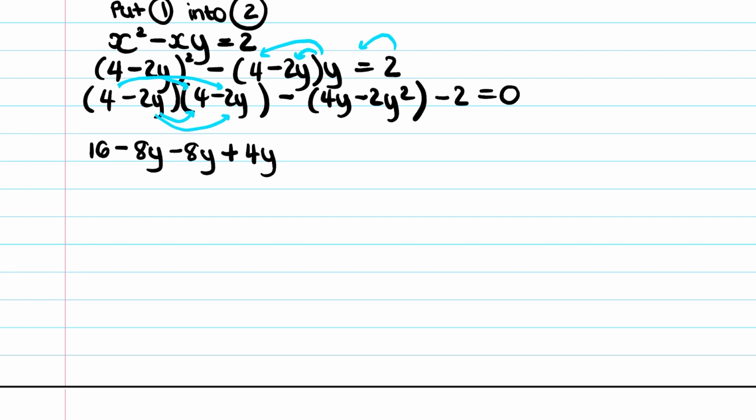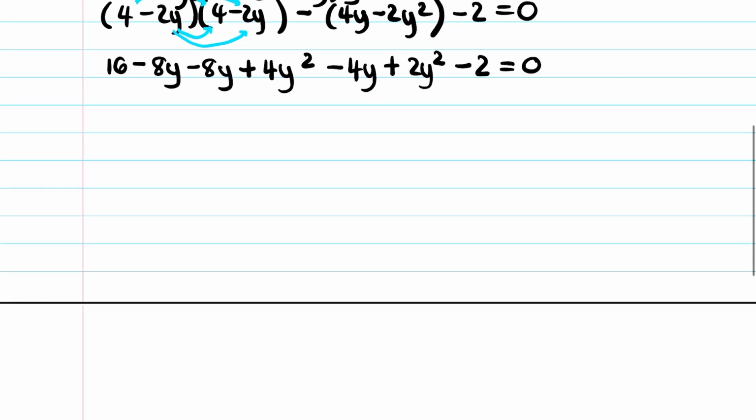And negative 2y times negative 2y is going to give me positive 4y squared. Then the next thing I'm going to do is multiply this minus in the bracket. So I'm going to have minus 4y plus 2y squared. And then I'm left with a negative 2. And that's all equal to 0.